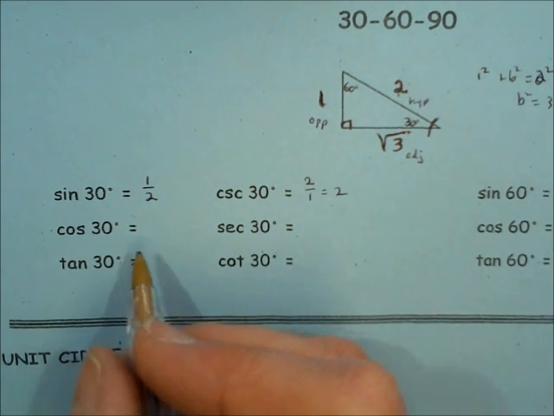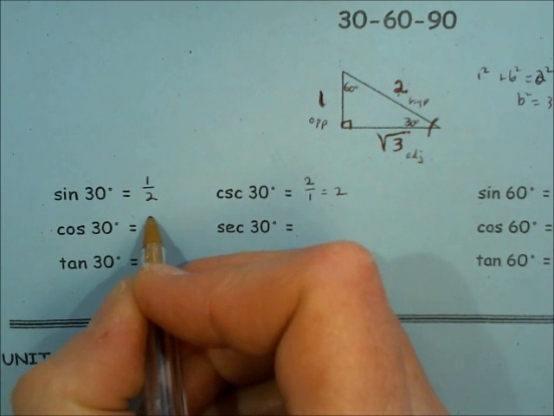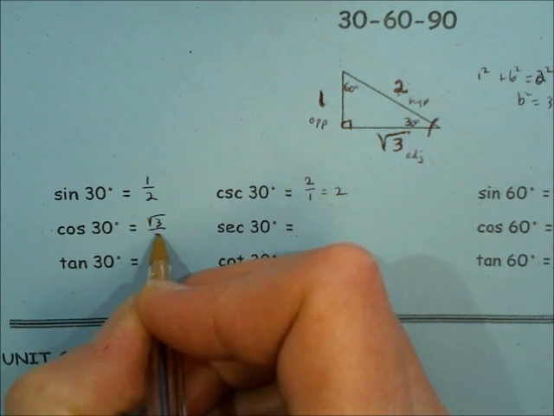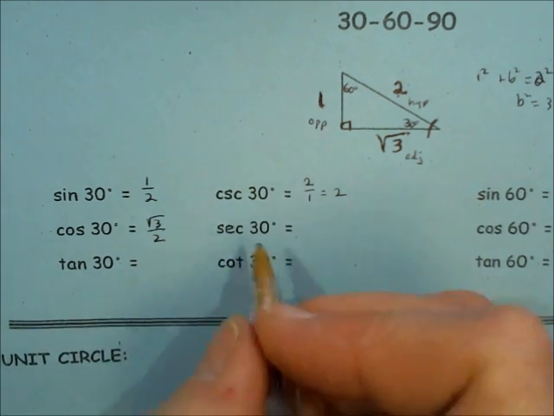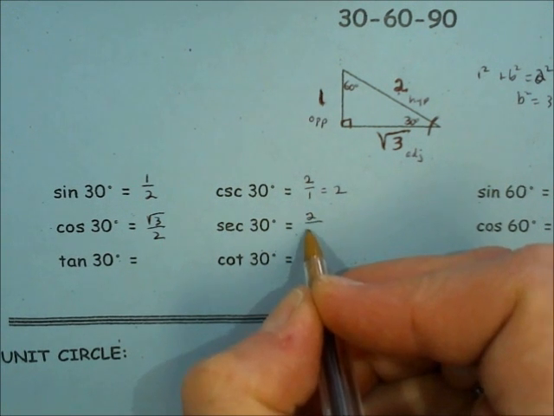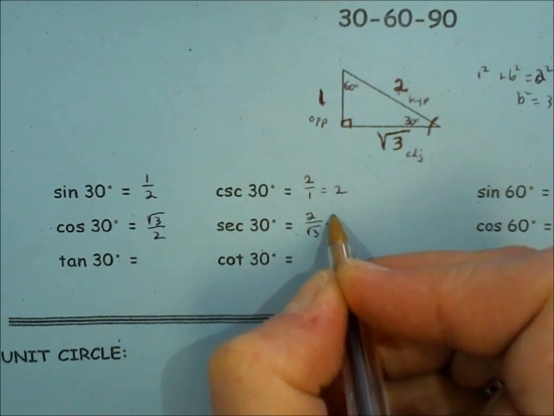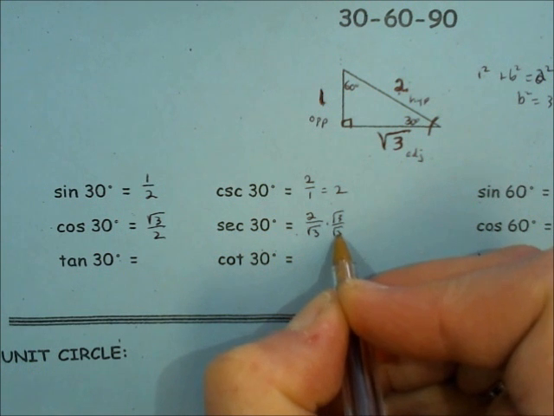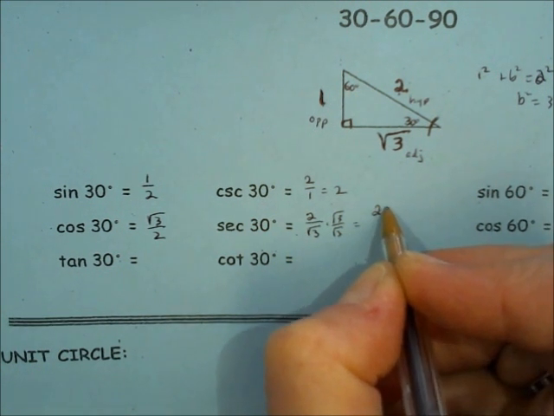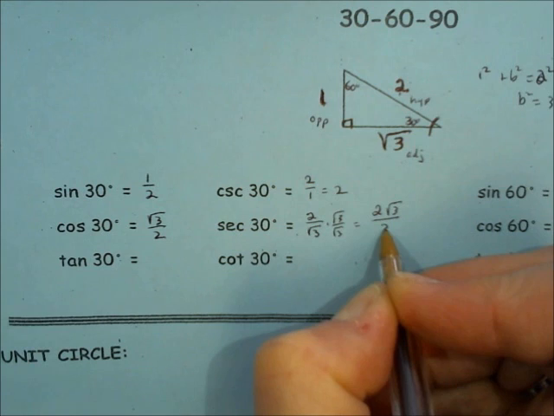The cosine of 30 is adjacent over hypotenuse, which is the square root of 3 over 2. And you flip that upside down and it becomes 2 over the square root of 3, but usually we rationalize that denominator. So it becomes 2 times the square root of 3 all over 3.